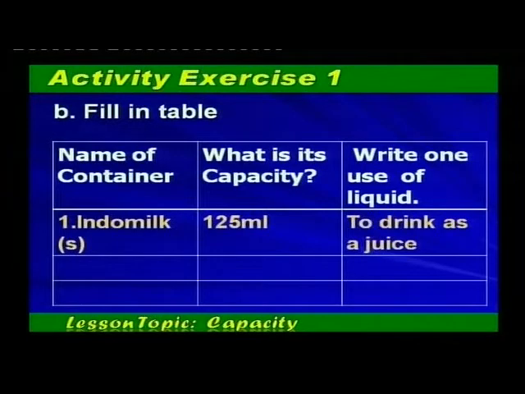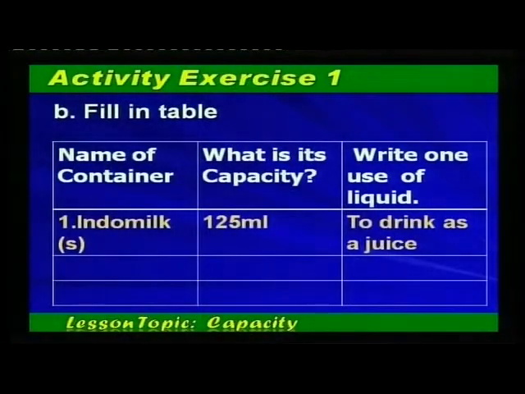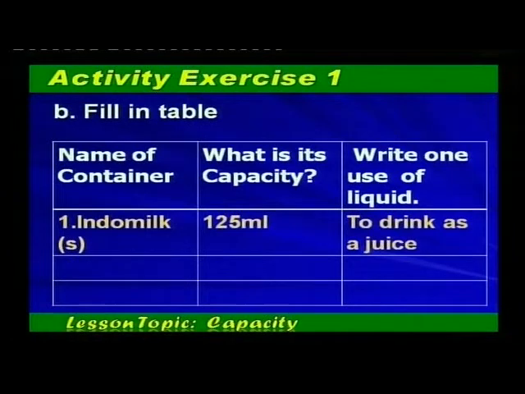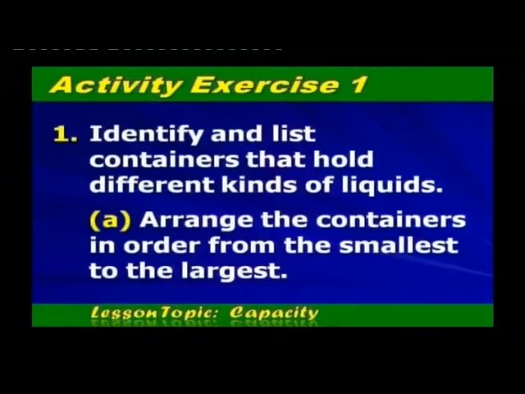For example, we have an Indomilk packet. What is its capacity? The capacity is 125 milliliters. And the use for it is to drink as a juice. So you write one use of the container. All right, you can start.